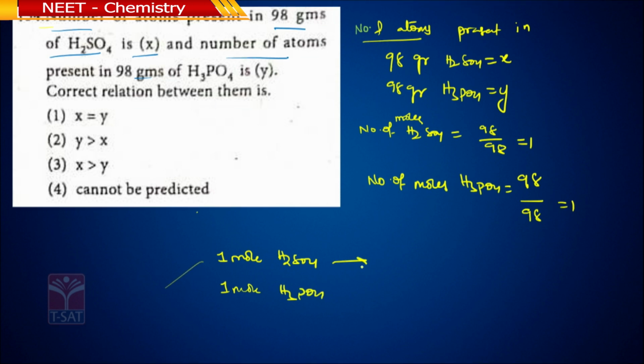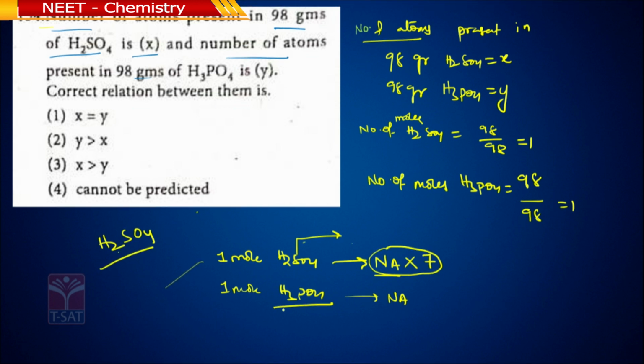In 1 mole of H2SO4 you have how many molecules? Avogadro number of molecules, 6.023 into 10 to the power of 23 molecules, Na. Here H3PO4 is also Avogadro number of molecules. But 1 molecule of H2SO4 has 2 hydrogens, 1 sulfur, 4 oxygen. Total 2, 4 plus 2 is 6, plus 1 is 7 atoms. So Avogadro number of molecules means Avogadro into 7.